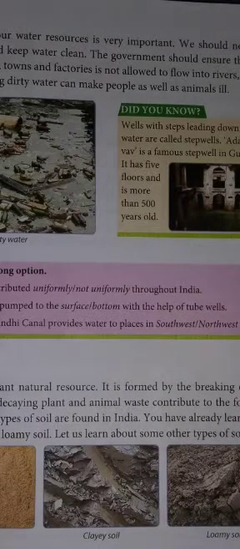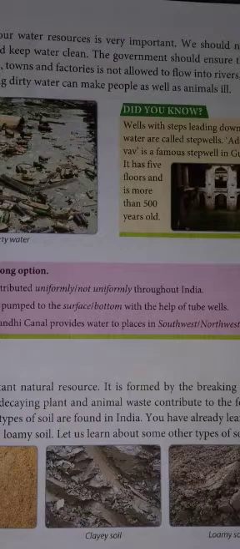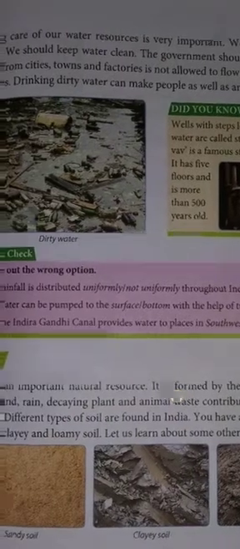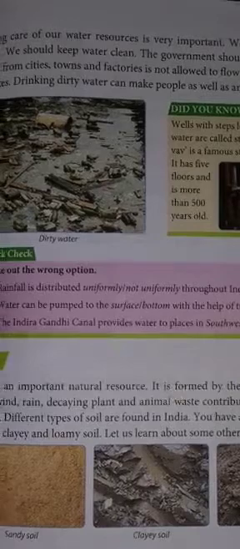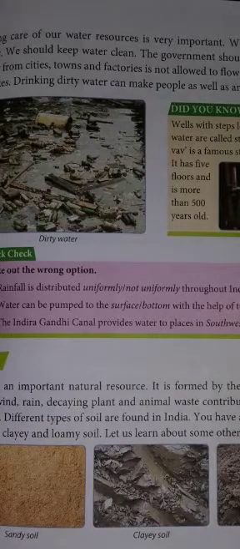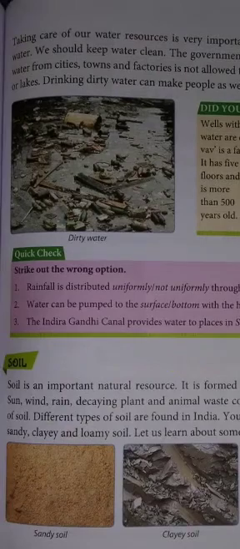So students, water is a very important natural resource for human beings, and also for plants and animals. We should take care of water. We should keep our water in rivers, lakes, etc. clean. The government also ensures that dirty water from cities, factories and towns does not flow into the rivers, lakes and streams, because drinking dirty water can make people and animals ill, and also destroy our crops.